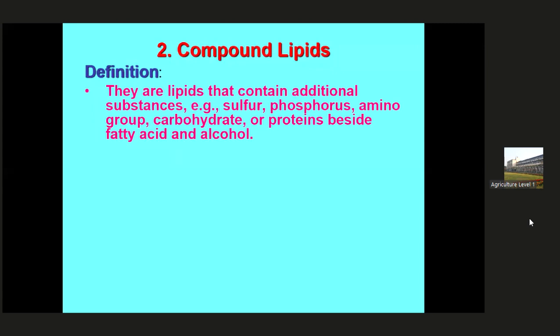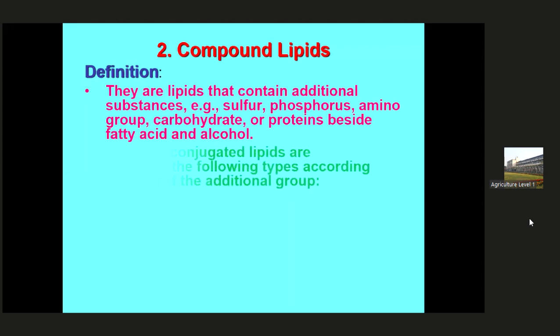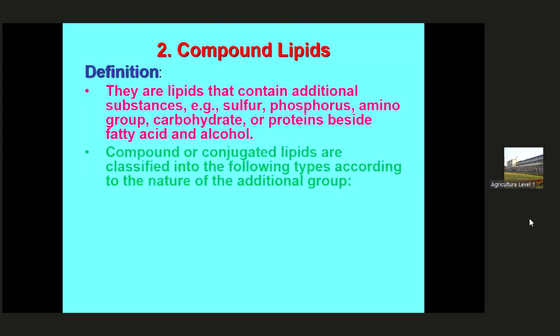অর্থাৎ এই দুটি প্রপার্টিস না থাকলে তাকে আমি লিপিডই বলবো না, গ্লিসারল এবং ফ্যাটি অ্যাসিড অথবা ফ্যাটি অ্যাসিড এবং অ্যালকোহল এটি তো থাকতেই হবে। এছাড়াও যদি অতিরিক্ত কোনো গ্রুপের সাথে যুক্ত থাকে তখন সেগুলোকে আমি কম্পাউন্ড লিপিড বলবো। তো যদি সালফার, ফসফরাস ইত্যাদি ইত্যাদি যুক্ত হতে পারে। So compound or conjugated lipids are classified into the following types according to their nature of additional group.